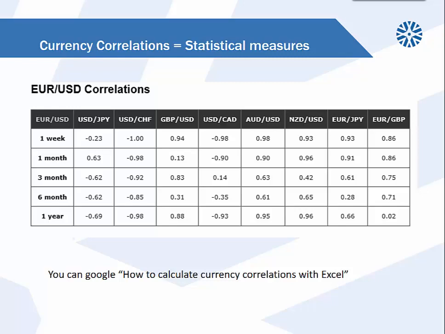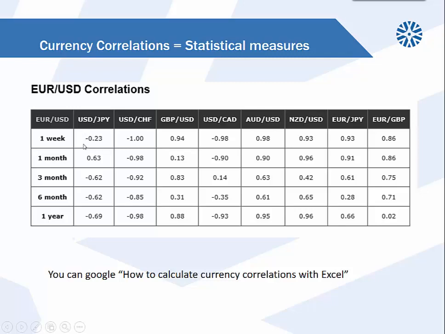So what leaps out of the chart at me is when I look at over a 1 week period, I see that the dollar Swiss franc has a perfect negative correlation with the euro dollar. So remember what I just said on the previous slide. Okay, if there's a perfect negative correlation, that means that they will move in the opposite direction 100% of the time. Whereas if I look at the dollar yen here over a week, well, we have a negative correlation of 0.23.